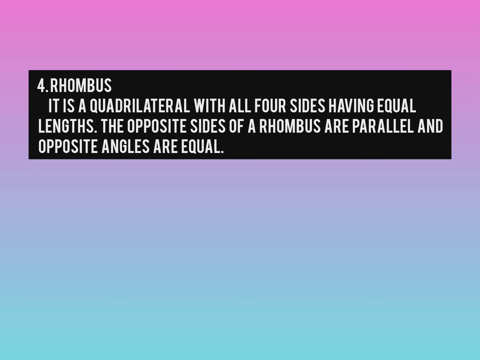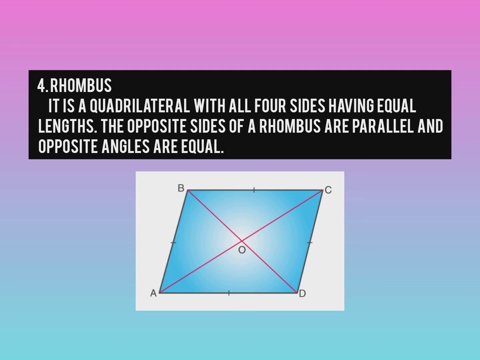Number 4, rhombus. It is a quadrilateral with all 4 sides having equal lengths. The opposite sides of a rhombus are parallel and opposite angles are equal. This is the picture of a rhombus.